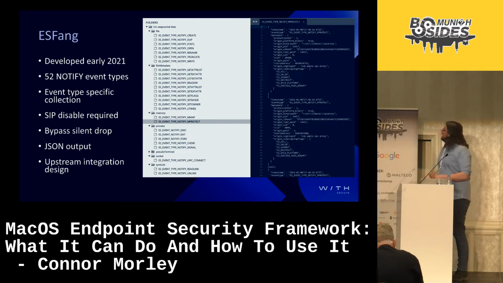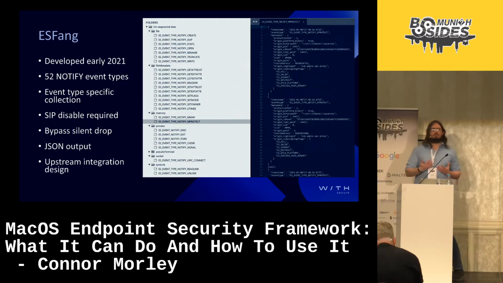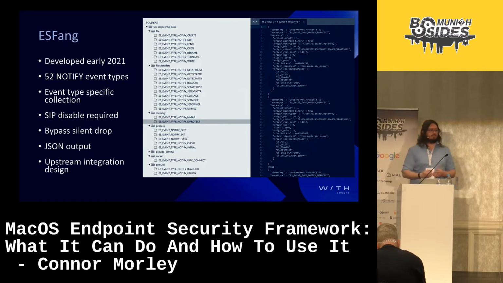The other thing is that it was designed for JSON output for upstream integration. So all the output is put into JSON format so it can be easily piped up into a database for further detection, processing, and easy acquisition by Elastic or threat hunting teams to those data sets.